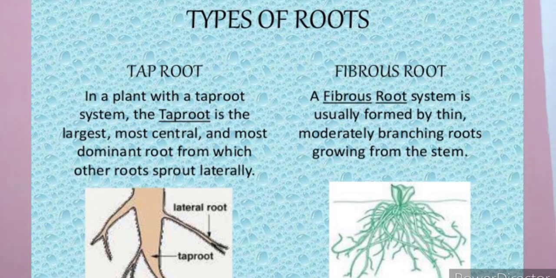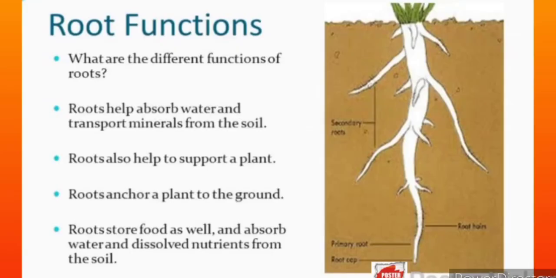Another type of root is the fibrous root. A fibrous root system is usually formed by thin, moderately branching roots growing from the stem. That means there is no middle root. All the roots are hairy structures arising from the stem only. There is no main root in the middle. Next we have the functions of the roots. Now, what all things does a root do?